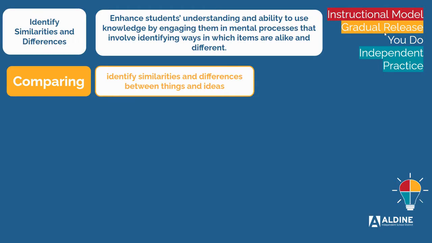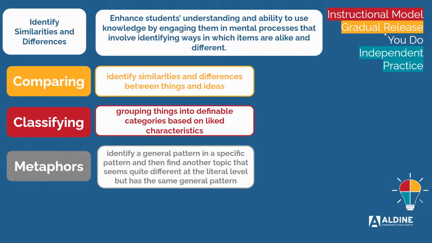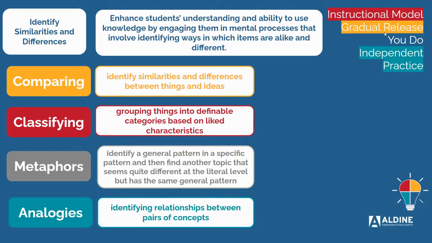Let's take a look at some of the components of identifying similarities and differences. Comparing includes identifying items and ideas with similarities and differences. Classifying is when we group things into definable categories based on liked characteristics. Metaphors identify a general pattern in a specific pattern and then find another topic that seems quite different at the literal level but has the same general pattern. Analogies identify relationships between pairs of concepts.